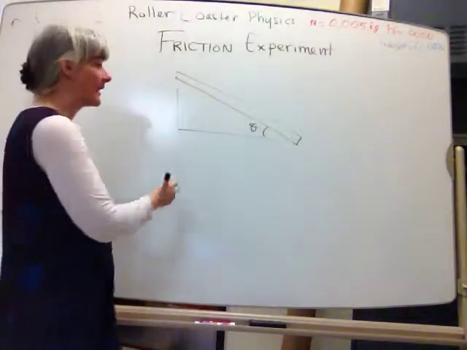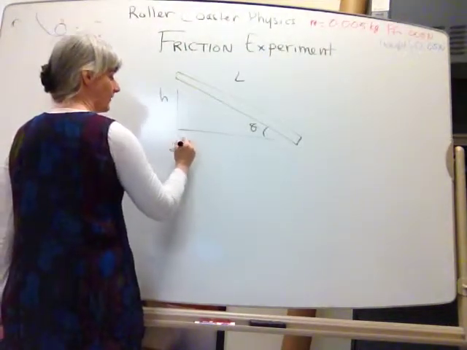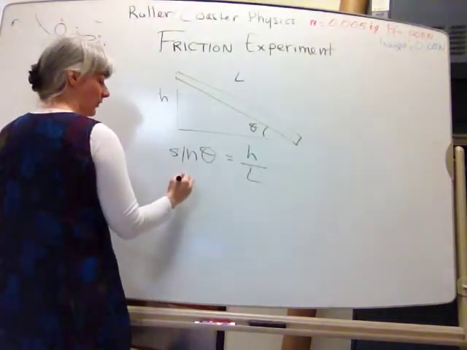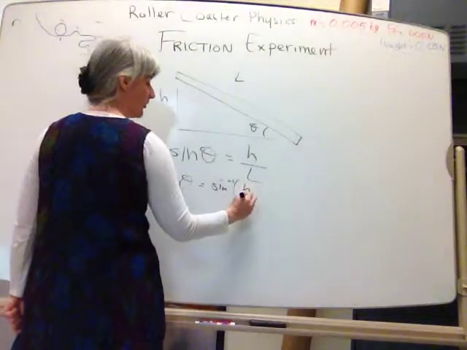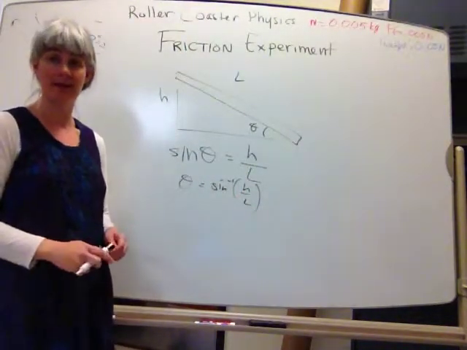You don't need to measure the angle. You can measure the height and the length of the track, and then the sine of that angle is equal to the opposite over the hypotenuse. So in this case, to get the angle, I would do sine minus 1 of h over L. You need these measurements anyway, but you need to figure out what the angle is.